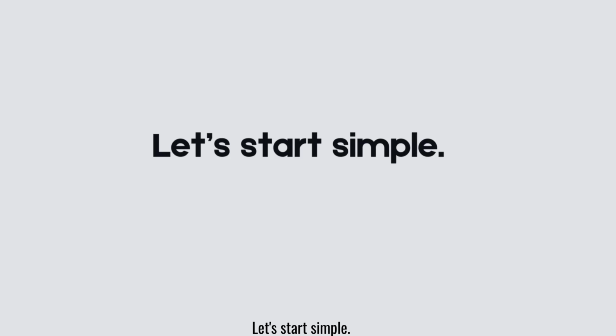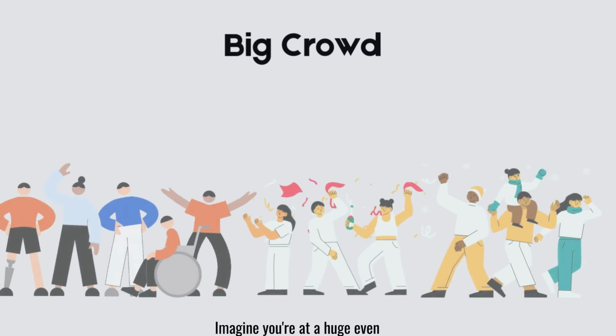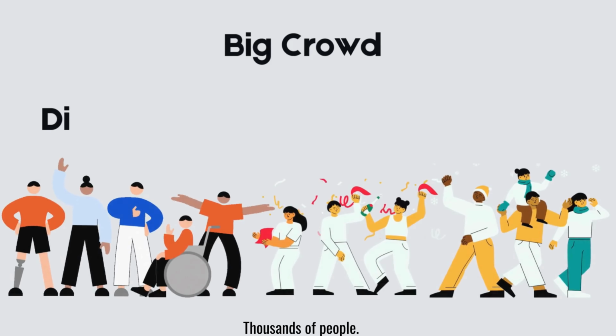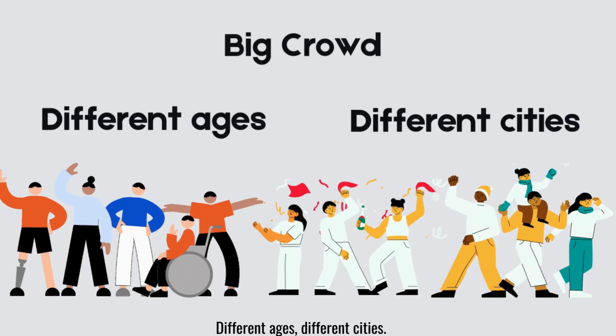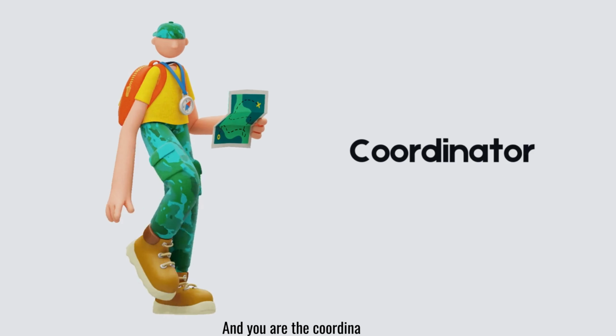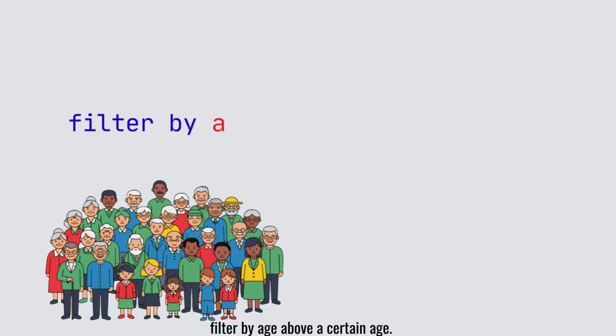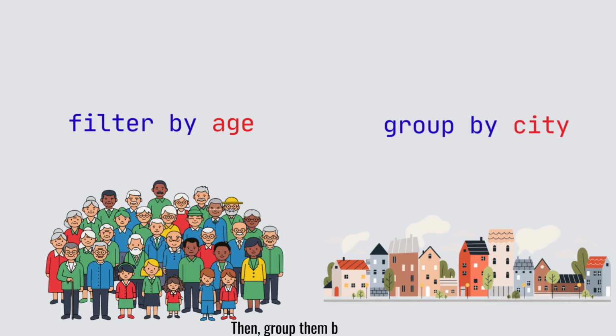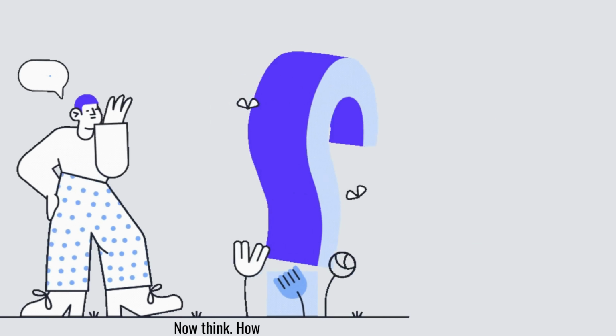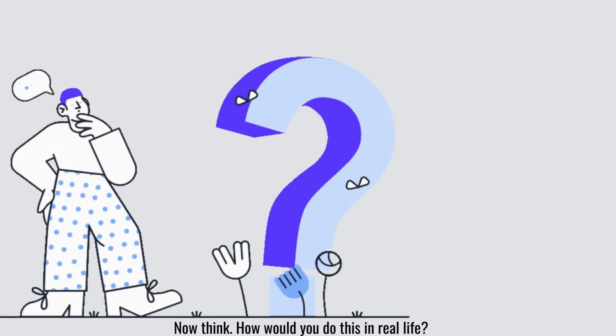Let's start simple. Imagine you're at a huge event. Thousands of people, different ages, different cities, and you are the coordinator. Your task is simple. First, filter by age above a certain age. Then, group them by city. Now think, how would you do this in real life?